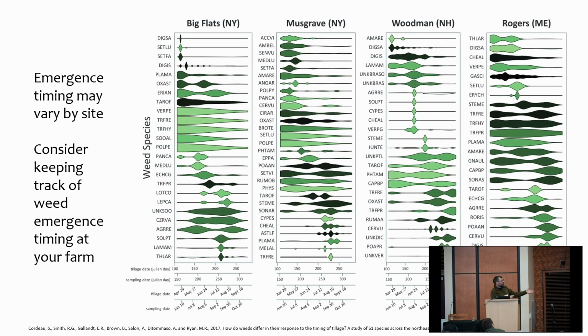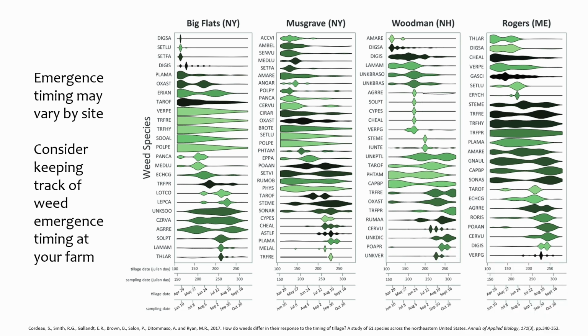This is another example from some research that I was leading at Cornell, where we had 4 different sites across the Northeast. And what we saw was that emergence timing varied a little bit by site. So some species were a little bit different, okay? But this is when species were emerging. This is in a paper. You can find these graphics, pretty easy to access online.